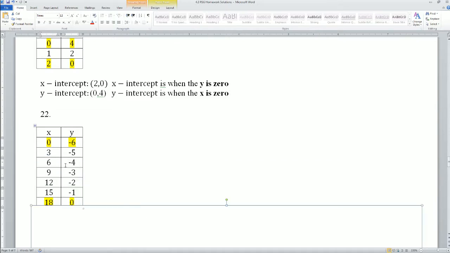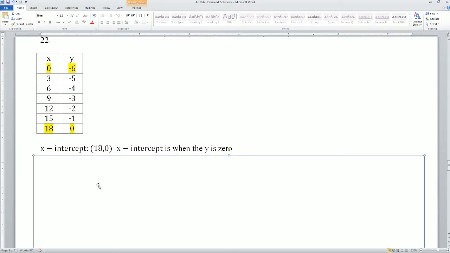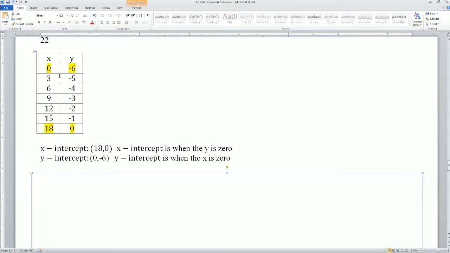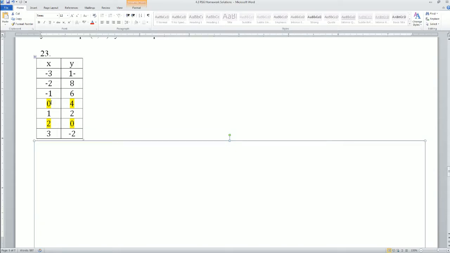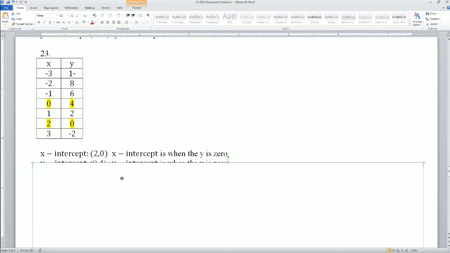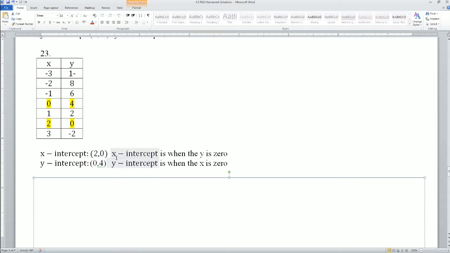Let's do 22: 0, negative 6, and 18, 0. The x-intercept is 18, 0 because that is when y equals 0. The y-intercept is 0, comma, negative 6. The y-intercept is when x is equal to 0. 23. Okay, 0 and 4, 2 and 0. The x-intercept is 2, comma, 0. That is when y is equal to 0. The y-intercept is 0, 4. That is when x equals 0.